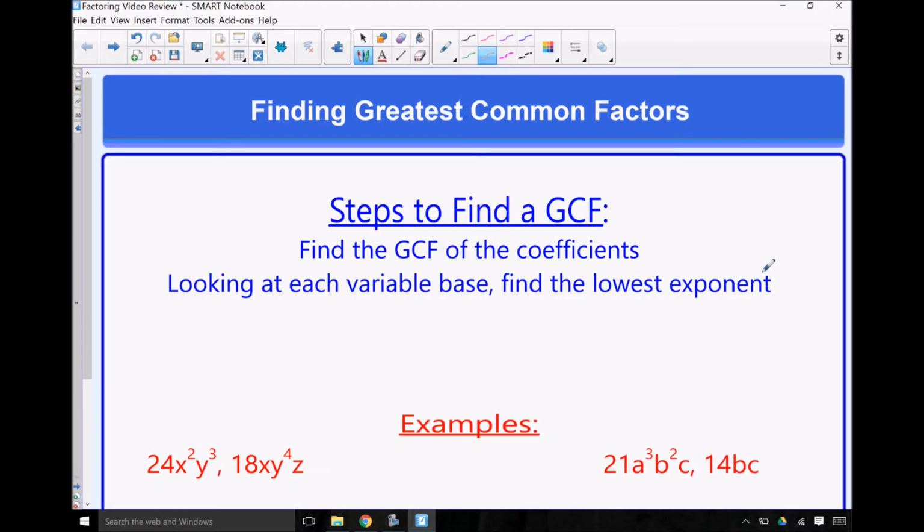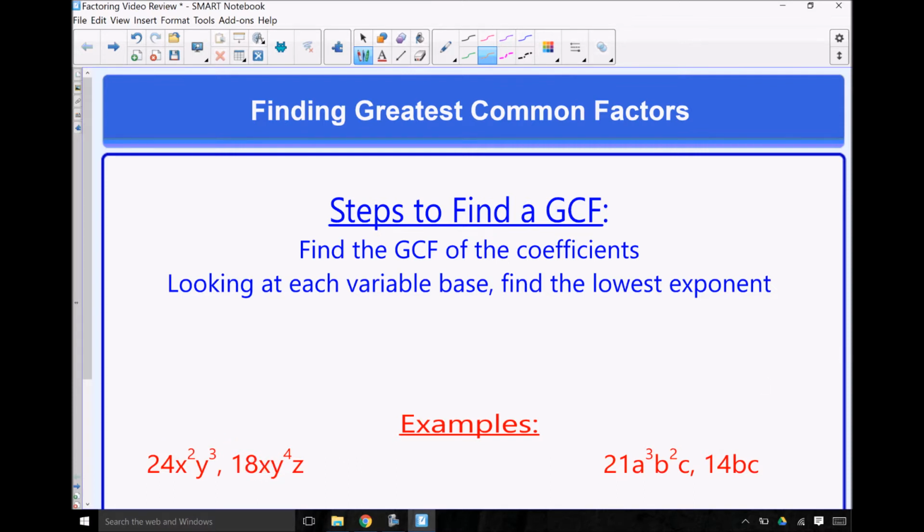Okay? All right, so we're going to talk about finding greatest common factors and factoring by GCF. But first we have to figure out how to actually find a GCF. So the first step is to find the GCF of the coefficients. And remember, your coefficients are just simply the numbers that are in front of your variables. So here my coefficient would be 24, and here my coefficient would be 18.